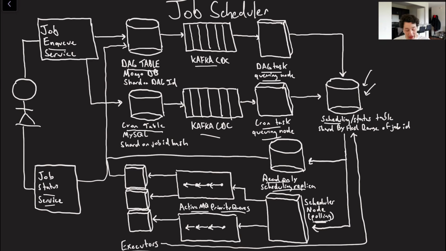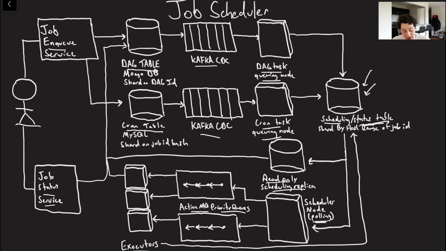Another thing to note is that when executors do finish tasks, they have to update their actual status, so they can do that over here in the status table. Additionally, for DAGs, besides actually updating the status of my current job, we need to figure out, does the completion of this job actually trigger other tasks in the DAGs?